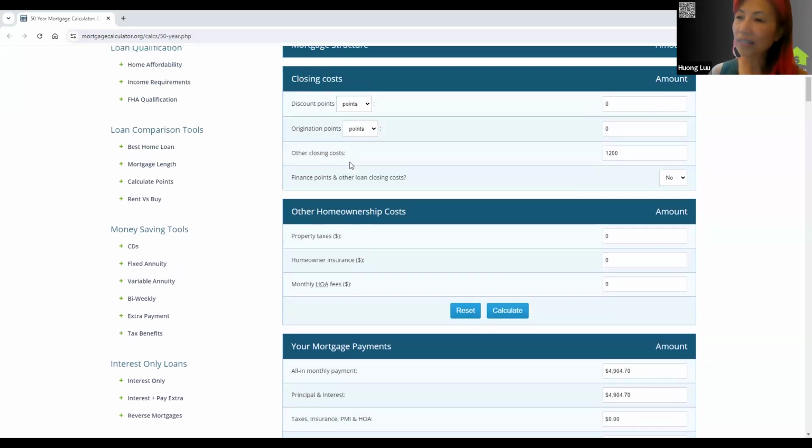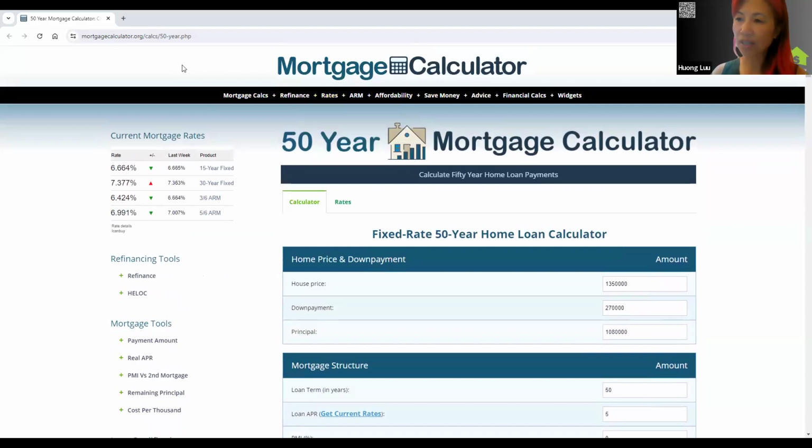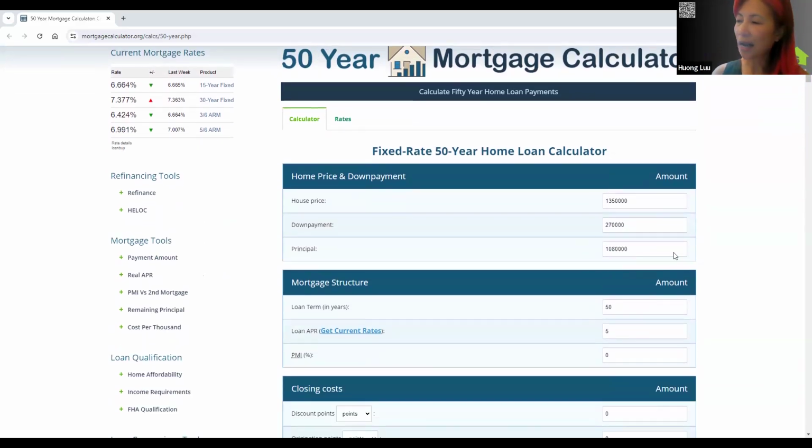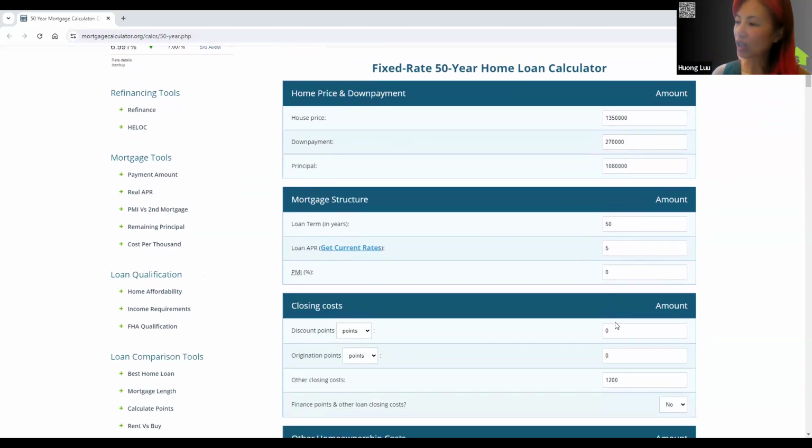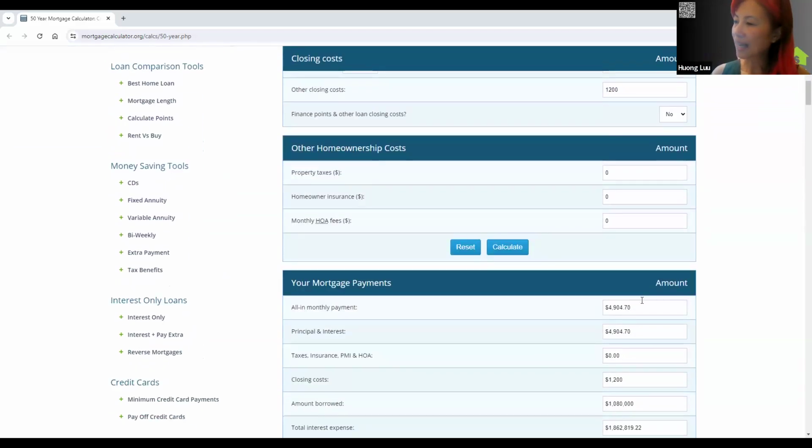So here I just typed in mortgage calculator, and this was one of the ones that came up. And so you can just go on here and use their online calculator. So I typed in the 1.35 million as the starting price, what my down payment is, my amortization, the loan amount, and see, it calculated this all-in mortgage.